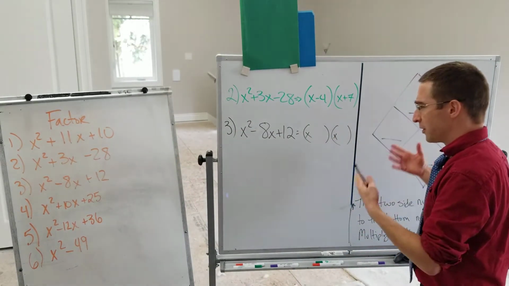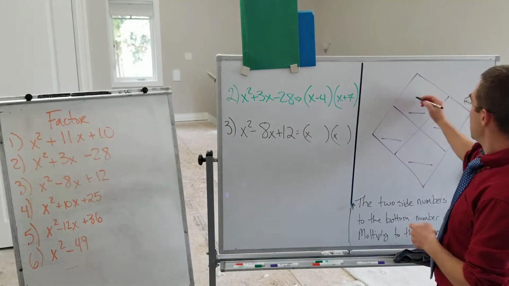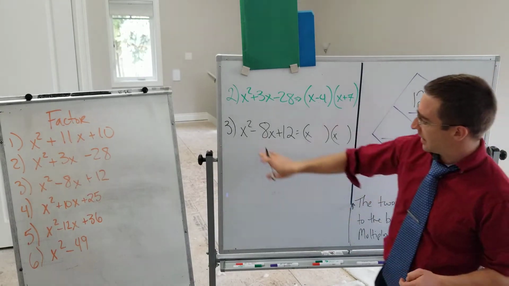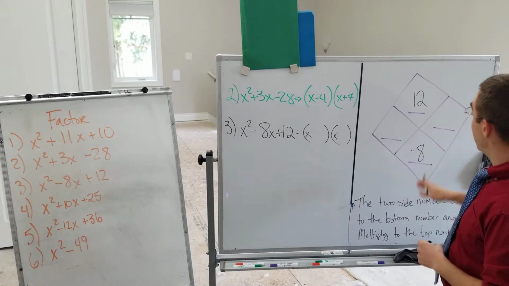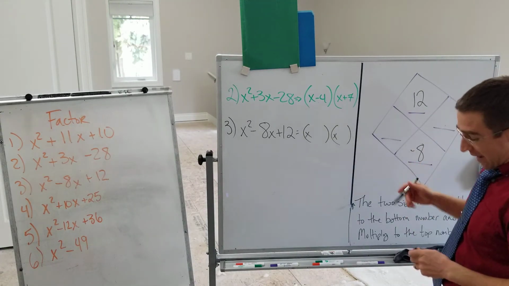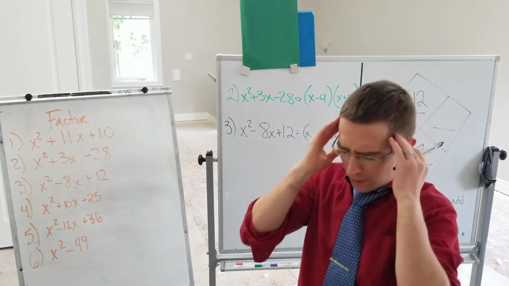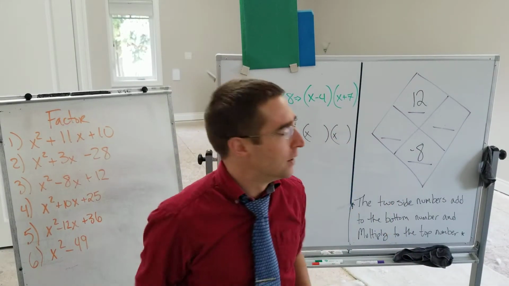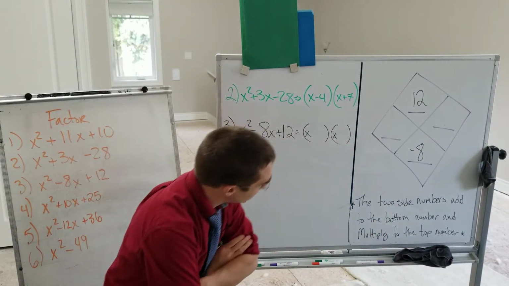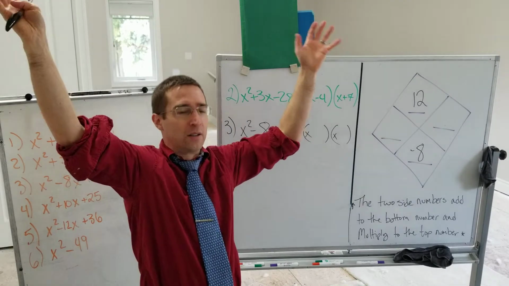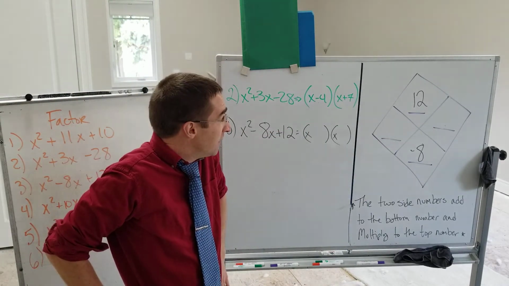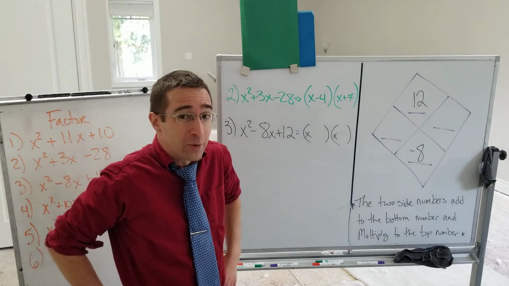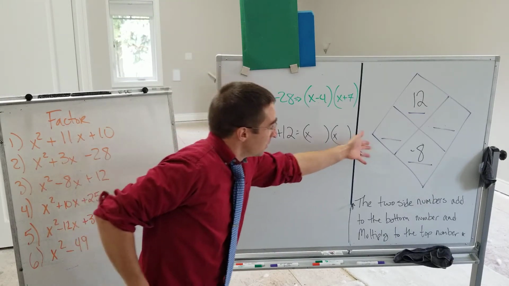So the first step, I take this 12, put it in the top of the diamond problem, and take the negative 8 and put it in the bottom. I need to find two numbers that multiply to 12 and add to negative 8. In my brain, and you can write this out if you want to, I think, what multiplies to 12? 12 and 1. Those add to 13. If I make them both negative, negative 12 times negative 1, that's negative 13, but I need negative 8.